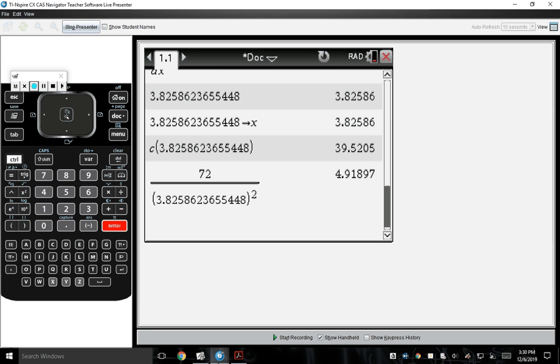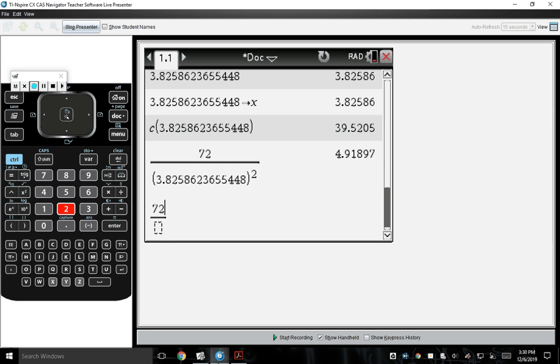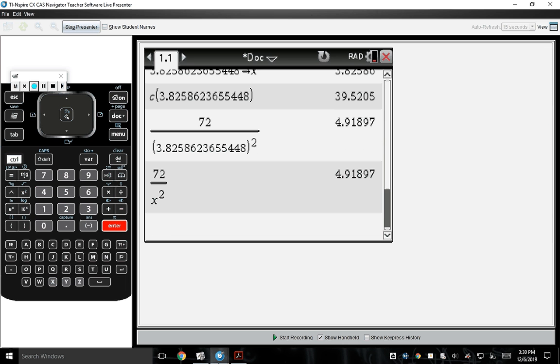I could also put x squared. You're right, because I saved it as x. But be careful of what you save as what, okay? Because sometimes it can throw you off. But yes, you would get the same thing.